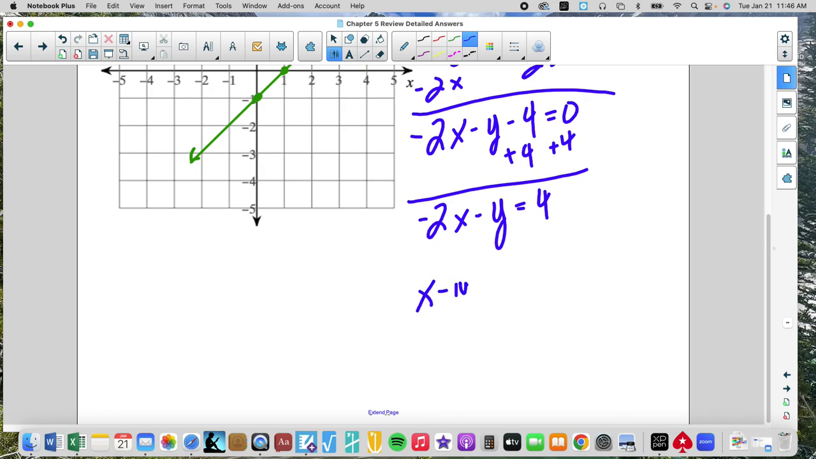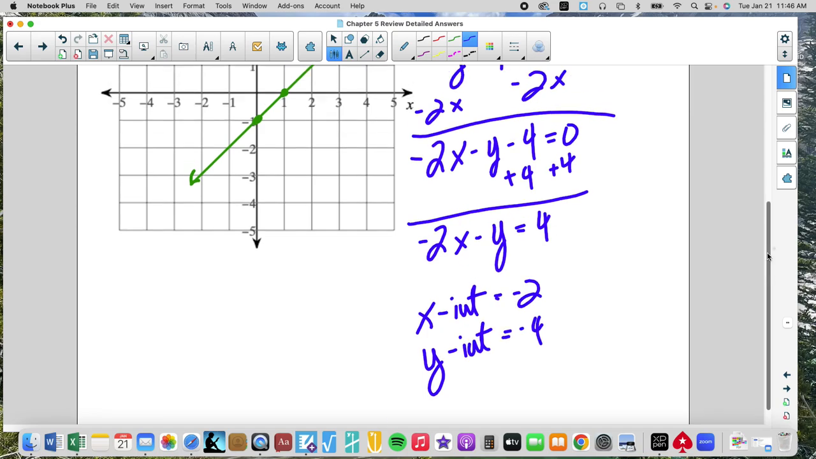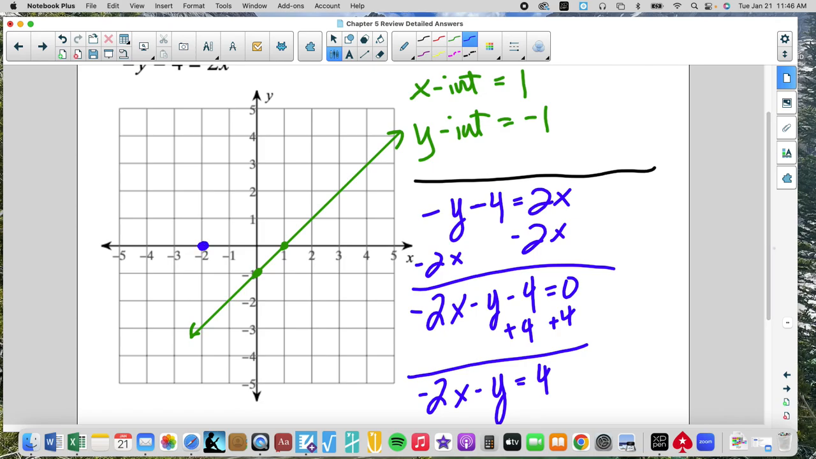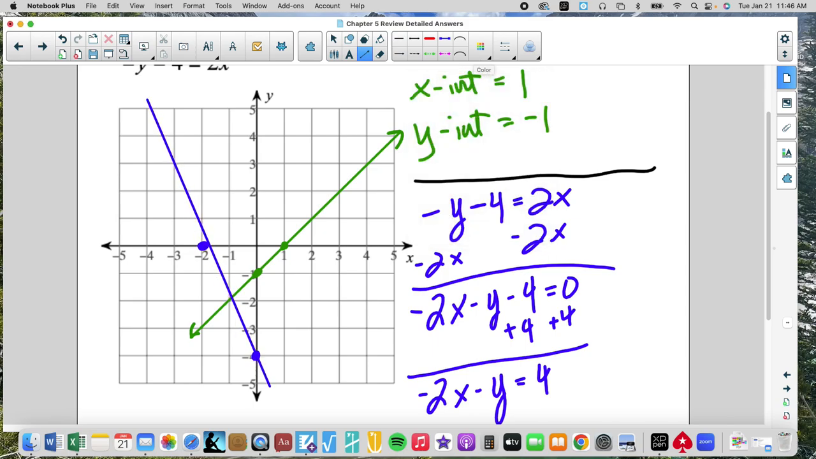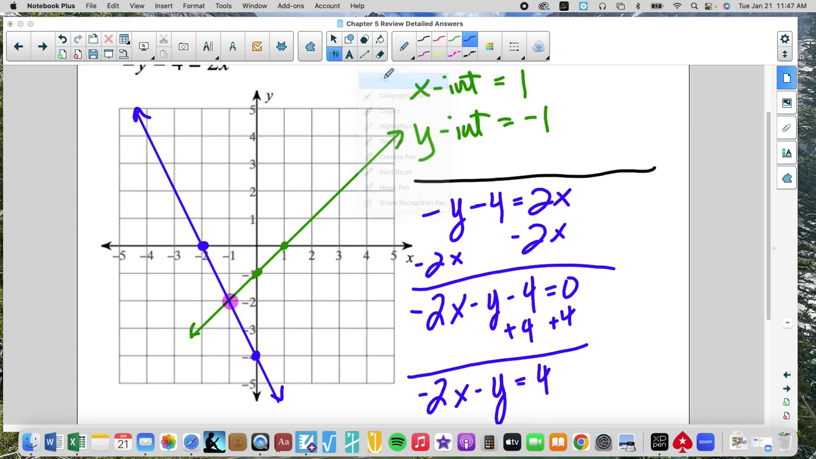And I'm able to easily find the x-intercept, which is -2, and the y-intercept, which is -4. That's why I like standard form. It's very easy. -2 on the x, -4 on the y, and graphing linear equations can be super easy, super quick, as long as you're familiar with the different challenges that assessments tend to give you. So the point of intersection is very apparent. That would be -1, -2. So the answer, -1, -2.